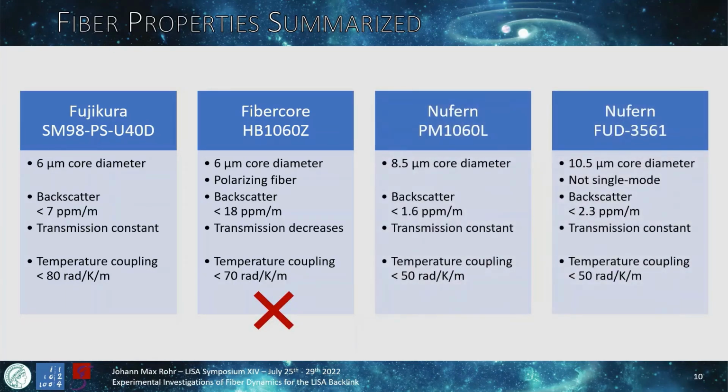Lastly, we tested two fiber types by Newfern with larger core diameters, and these show less than 1.6 or 2.3 ppm per meter of backscatter respectively, a constant transmission, and for both types low temperature coupling of less than 50 radian per Kelvin per meter. And therefore we can say the PM1060L is a very good choice for replacing the backlink fiber.